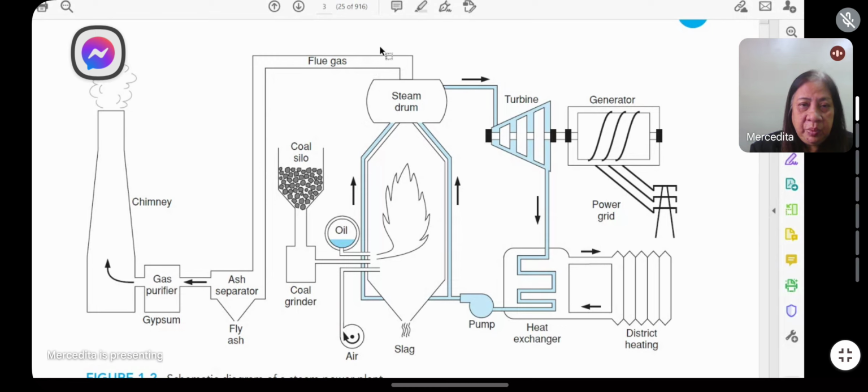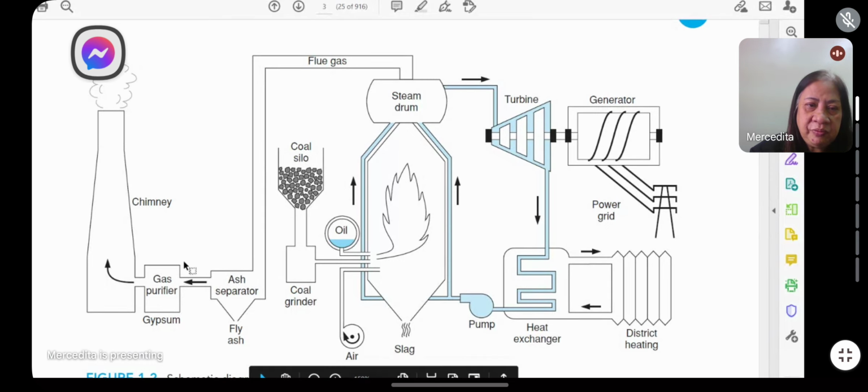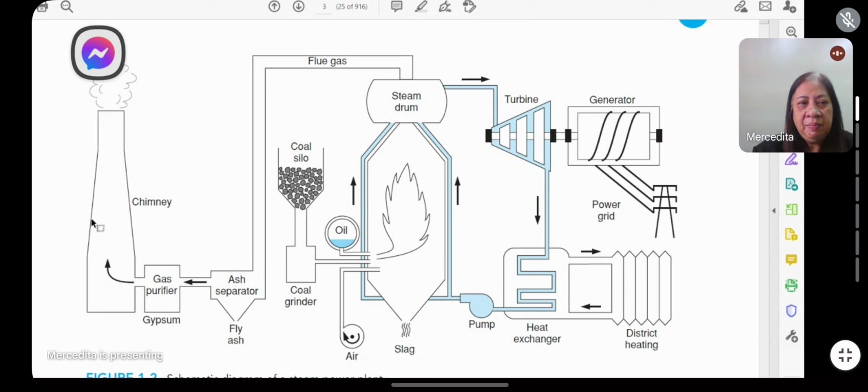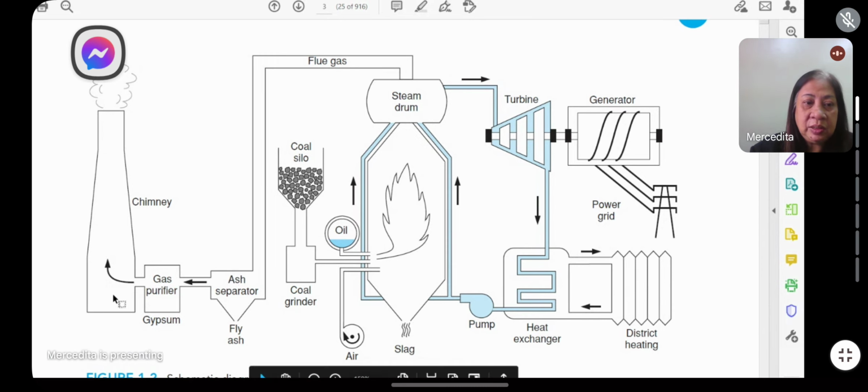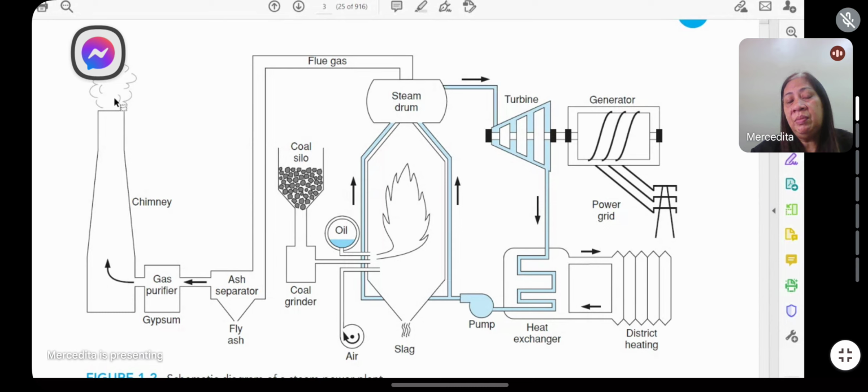And para maitapon siya sa environment, kailangan natin ng ash separator para maalis yung light na ash, what we call fly ash. And then also para maalis yung mga other impurities sa ating flue gas, yung mga H2S, hydrogen sulfide, meron tayong gas purifier, and then saka pa natin itatapon sa environment. Okay, so mataas yung chimney para yung mga nadadala pa, yung hindi nalinis ng fly ash, mag-settle siya dito sa bottom para talagang malinis yung flue gas na ilalabas sa environment.